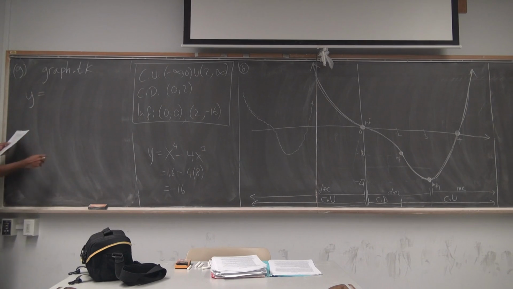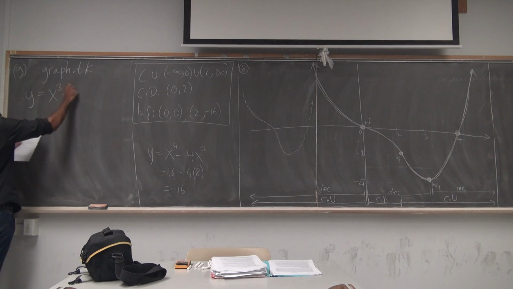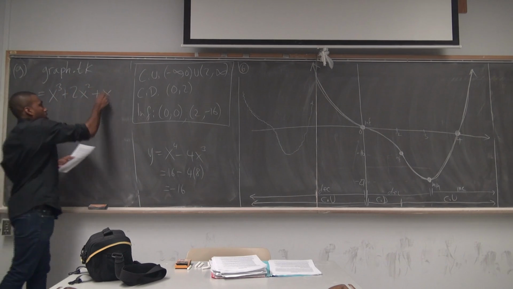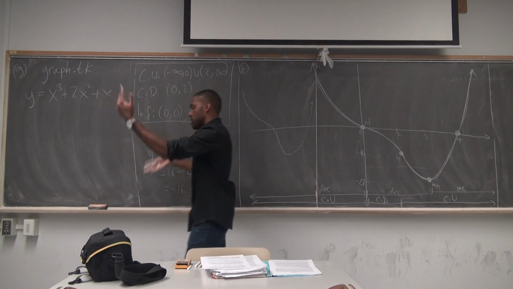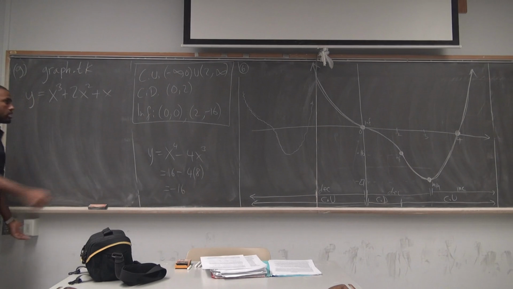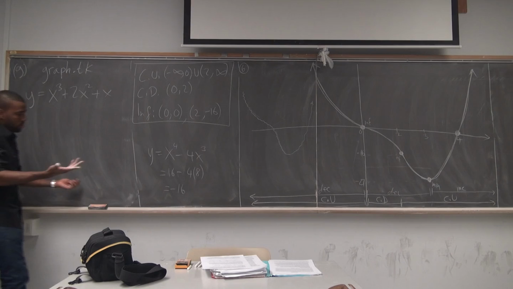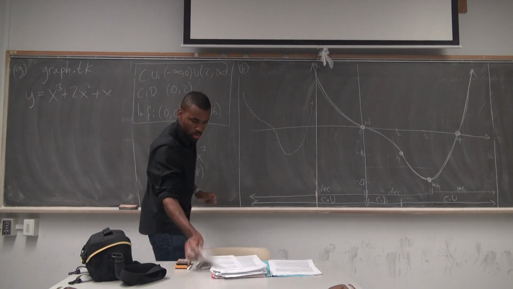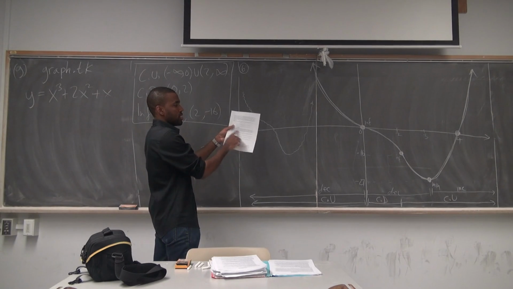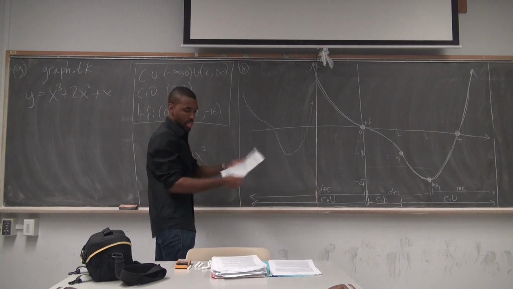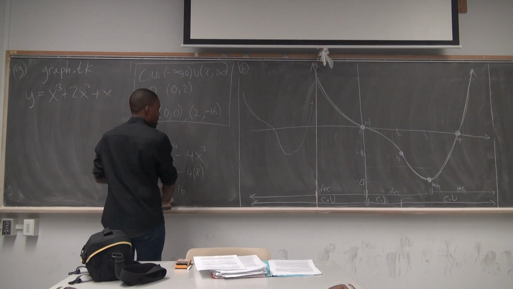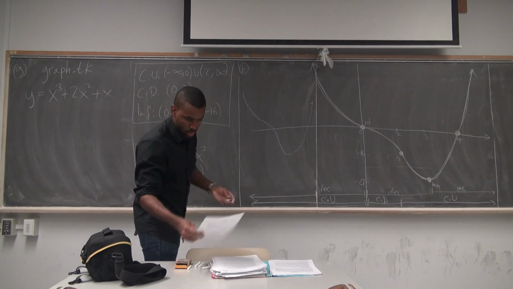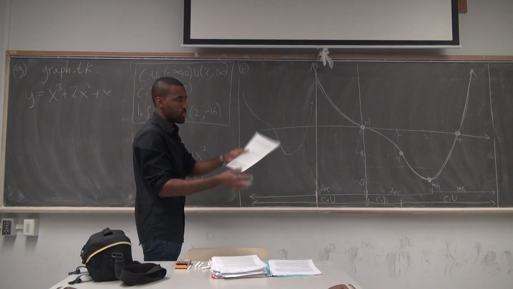Y equals x cubed plus 2x squared plus x. So find all the intercepts, asymptotes, intervals of increasing, decreasing, concavity, maxes, mins, inflection points, and then use that information to sketch the graph. The problem is literally going to be phrased this way. And if you're given the derivatives, I'll say it. But by the way, if it's a polynomial, I'm not going to give you the derivatives. I'll give you the derivative if it's annoying to find the derivative.